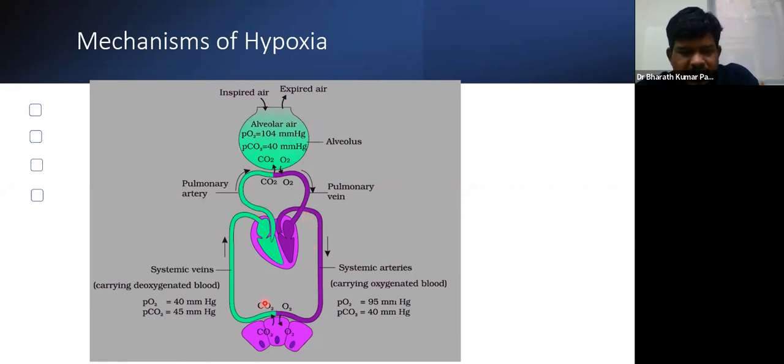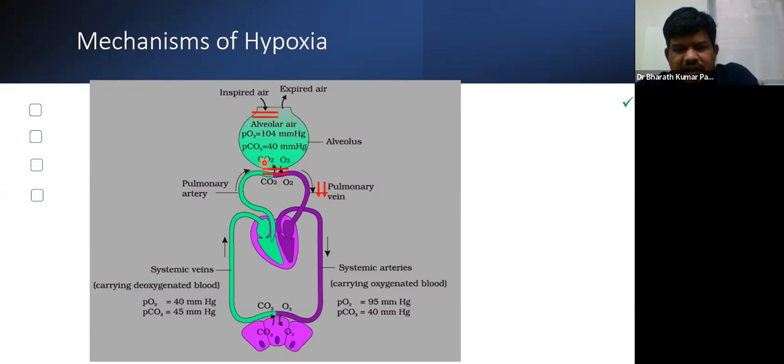And then once the oxygen is taken up by the tissues and CO2 is liberated, then again it is brought back to the heart, that is the right side of the heart, from there to the pulmonary artery and to the lungs, where again there is an exchange of the gases. So this is the pathway where the oxygen travels and comes back in the form of CO2.